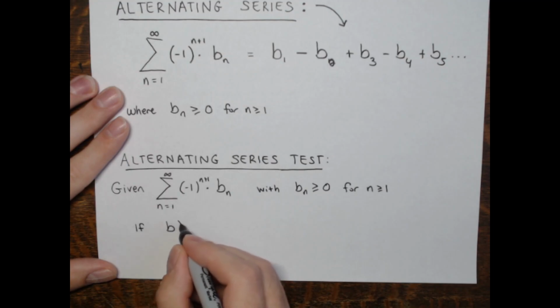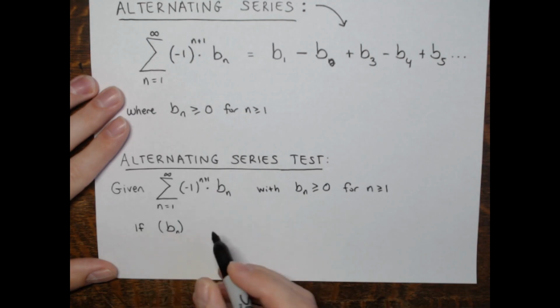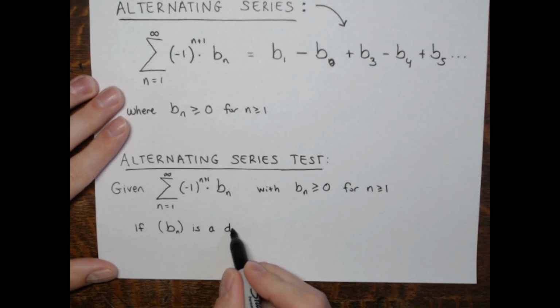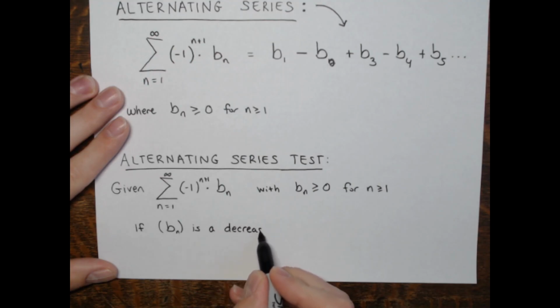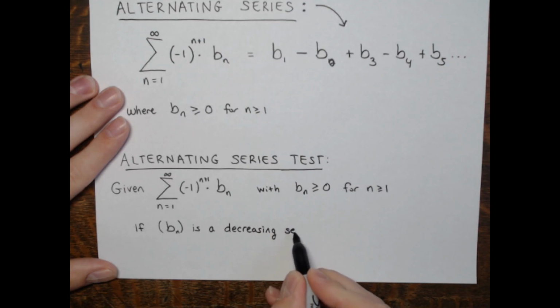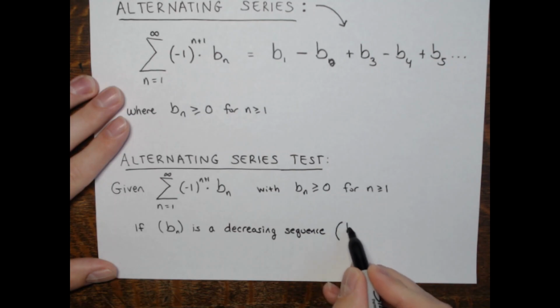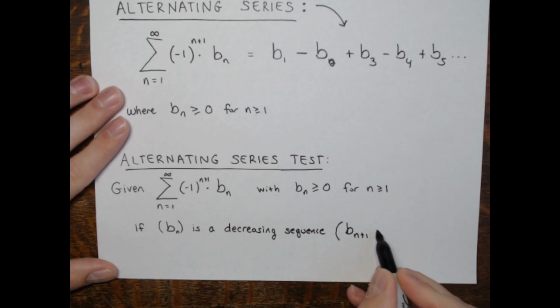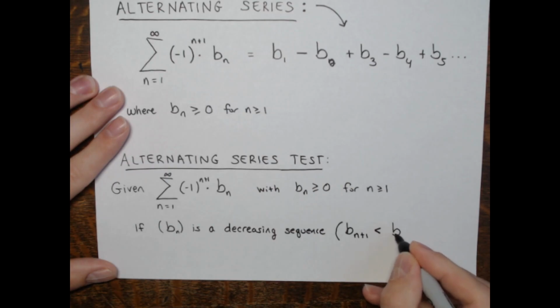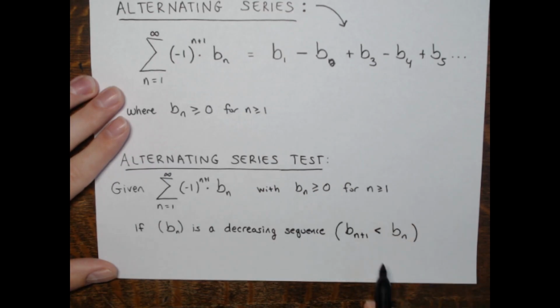If the sequence of b sub n's is a decreasing sequence, remember what that means. That means b sub n plus 1 is smaller than b sub n. You could say less than or equal to as well. Might as well throw that there. But every term is no bigger than the term before it. It's getting lower and lower.